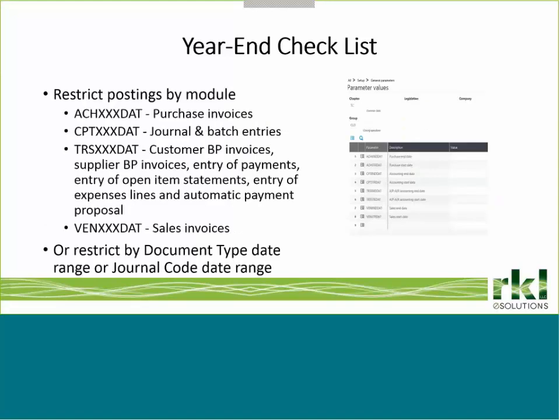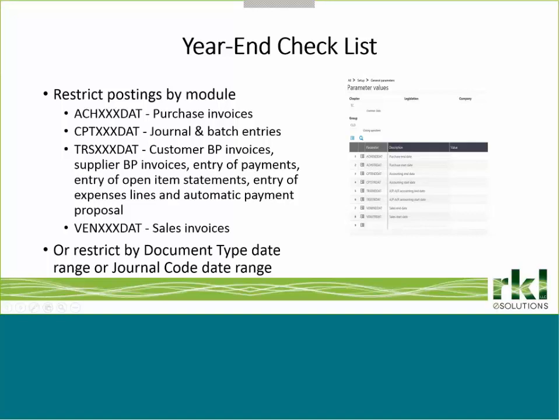No? All right. So continuing down the list, we get to the point where you may have some modules that are ready for closing before you can actually close the general ledger. And to prevent people from posting to those modules, you can do a couple things here. You can either restrict postings by module by changing the parameter values under general parameters, or you can restrict postings of the document types or journal codes using a date range.